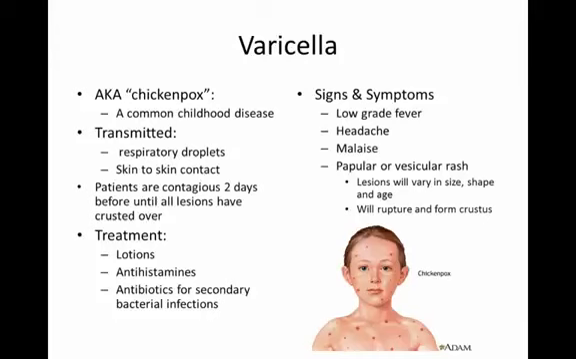Signs and symptoms include low-grade fever, headache, malaise, papular or vesicular rash. Lesions will vary in size, shape, and age and will rupture and form crusts. Varicella is extremely contagious and should be treated as such. If an individual does not have chickenpox as a child but gets the disease in older age, this can actually turn into shingles, which can be very, very painful. It is recommended for people who did not have chickenpox as a child that they get the shingles vaccination.